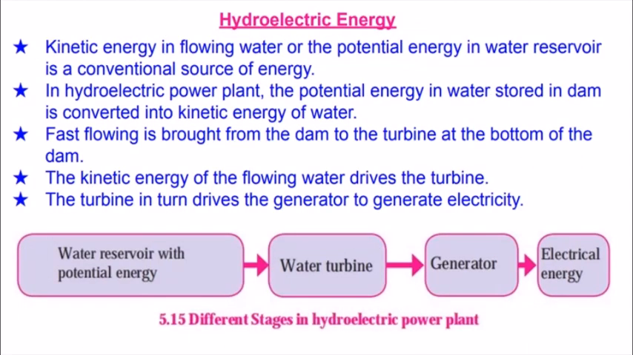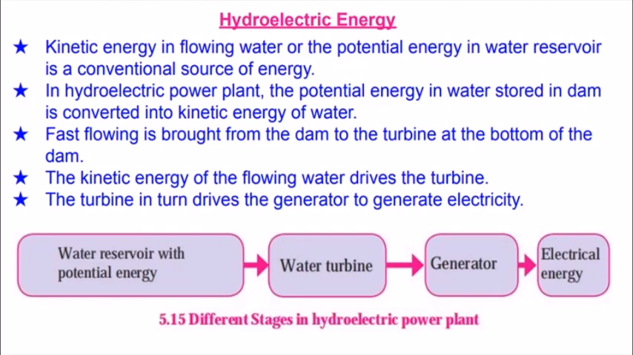Next is the hydroelectric energy. So now here we use the energy from the water. We all know that moving water has kinetic energy, and stored water has potential energy. So we use the energy of water to generate electricity. What we do is, we use the energy which is there in the reservoir. Now we can create a dam. We all know that when we create a dam, we let the water be collected in a particular place.